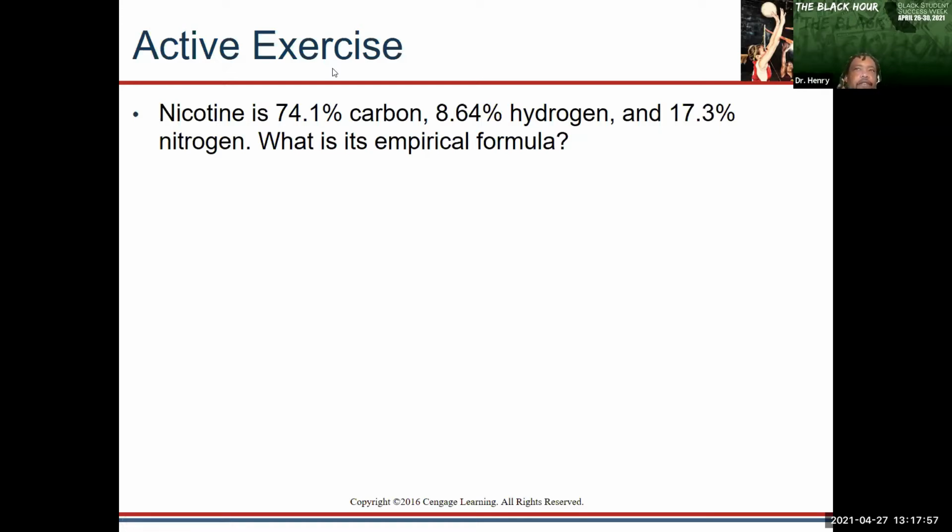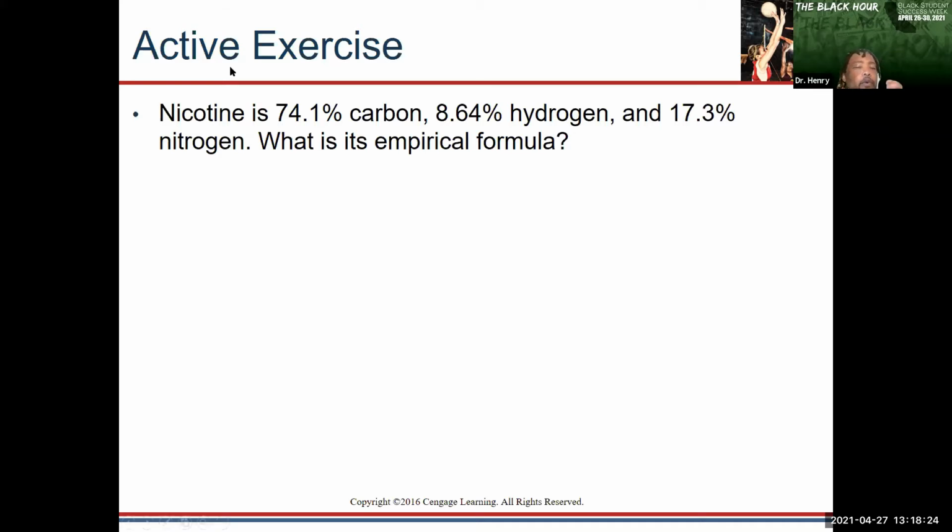So in the case of nicotine, right? Nicotine is 74.1% carbon, 8.64% hydrogen, and 17.3% nitrogen. What is its empirical formula? Okay, so you guys remember the empirical formula is going to be the smallest form that we can get for that chemical compound in terms of the quantity of each element, right?